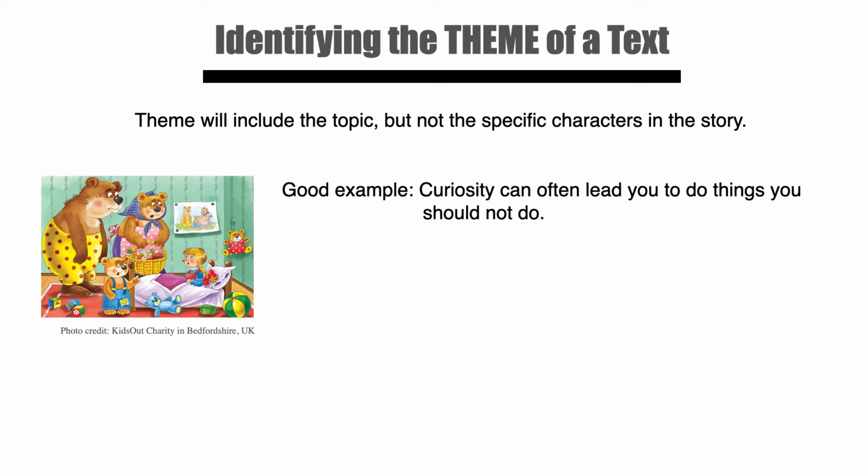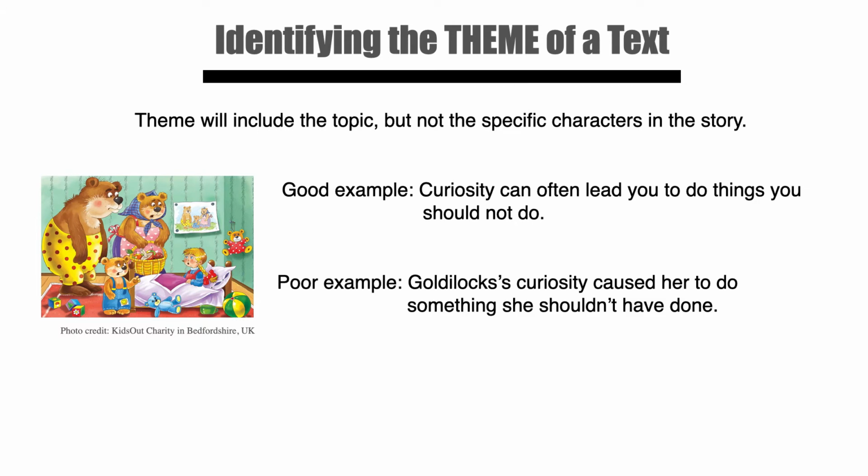So a good example for a theme for this story might be, curiosity can often lead you to do things you should not do. A not so great example would be, Goldilocks' curiosity caused her to do something she shouldn't have done. Your theme should not include specific words from the story, such as character names or pronouns that refer to characters in the story. So we wouldn't use the words Goldilocks or her or she. We would make it a generic sentence that can apply to anyone, such as our good example, curiosity can often lead you to do things you should not do.